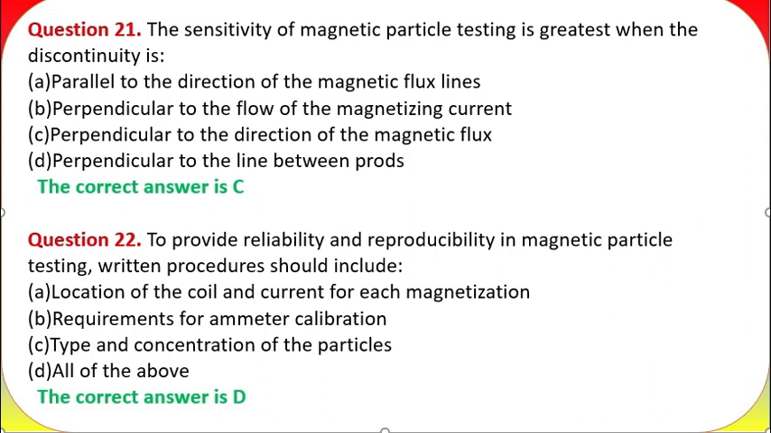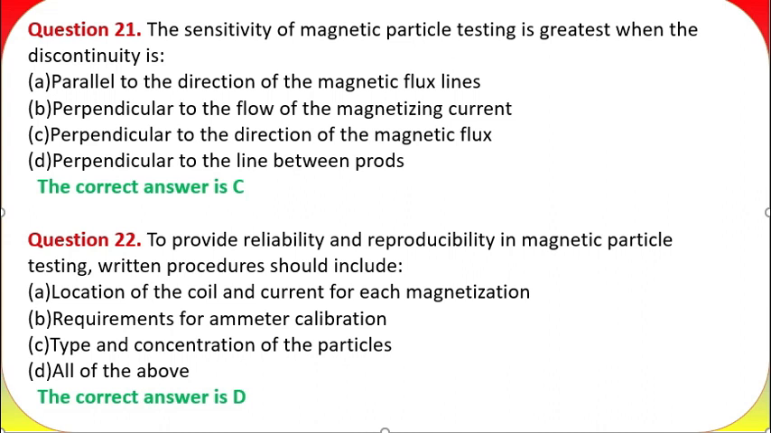Question 21. The sensitivity of magnetic particle testing is greatest when the discontinuity is: A. Parallel to the direction of the magnetic flux lines. B. Perpendicular to the flow of the magnetizing current. C. Perpendicular to the direction of the magnetic flux. D. Perpendicular to the line between prods. The correct answer is C.